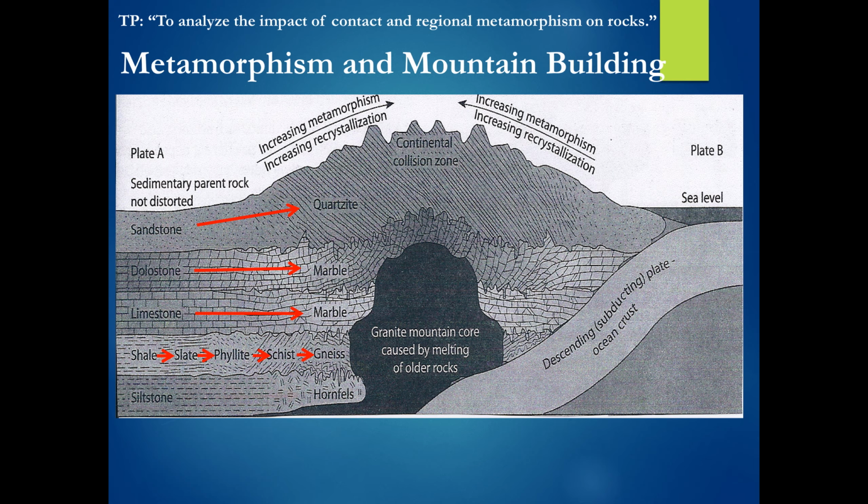And some of the various rocks, as an example, let's say siltstone. Siltstone can turn into a hornfels, right? Because there's a lot of contact going on here next to this magma chamber.